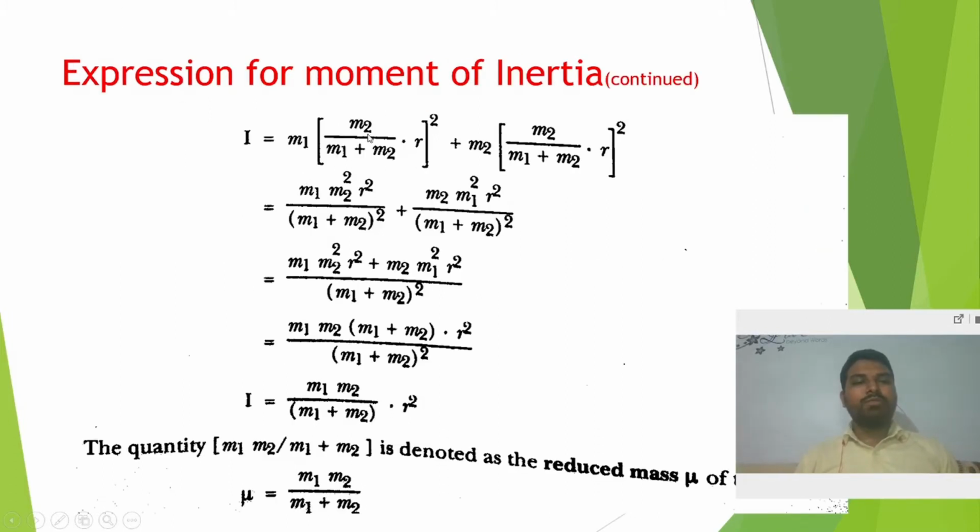I is equals to m1 m2 square upon m1 plus m2 square into r square plus m2 m1 square r square divided by m1 plus m2 square.